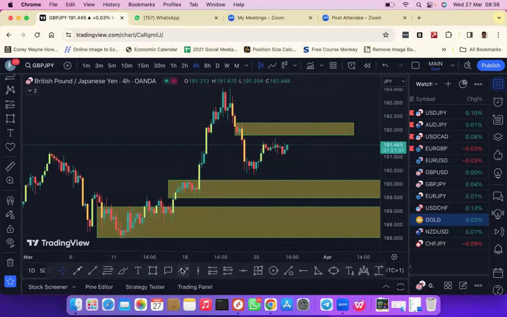So the next move I'm expecting GBPJPY to do is if price can move up here. If price should come up into this zone, I'll be looking for trading opportunities, and then I'll be willing to hold it down into this zone because this is the next solid demand area.